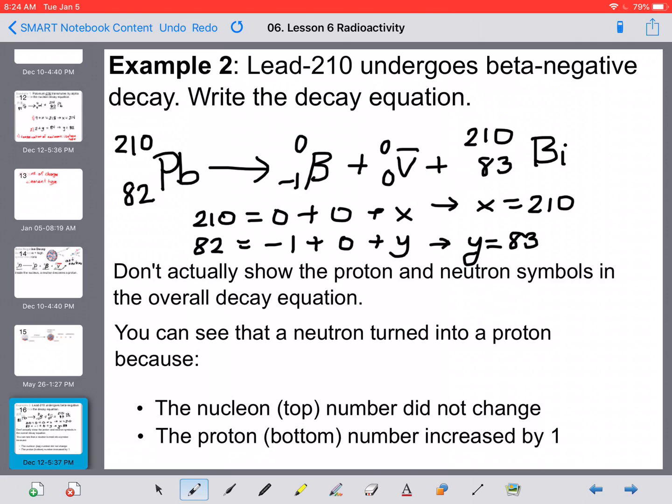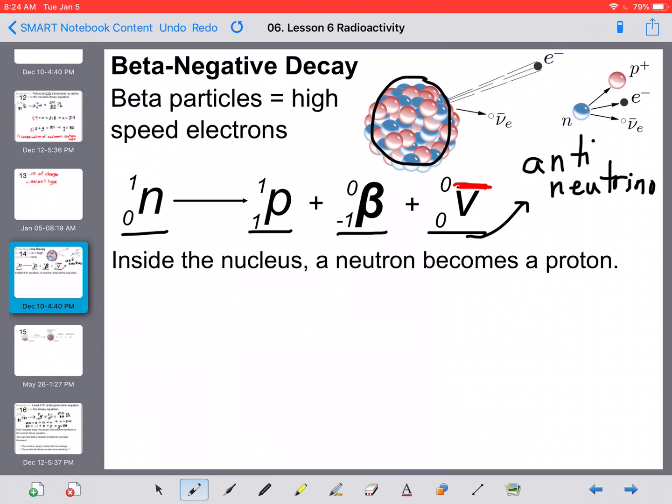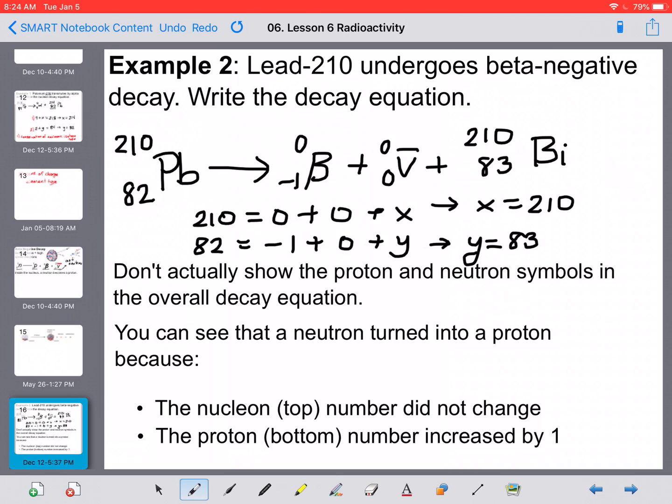Now, remember how I said on this slide that a neutron turns into a proton in beta negative decay? That's happening here. So within a lead nucleus, a neutron turned into a proton, and that actually changed it from a lead nucleus to a bismuth nucleus. You'll notice in my answer, I didn't actually show the proton and the neutron symbols in this decay equation. We don't need to. We can see, just by looking at the equation that I have written, that a neutron turned into a proton.